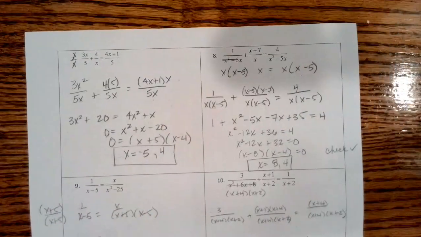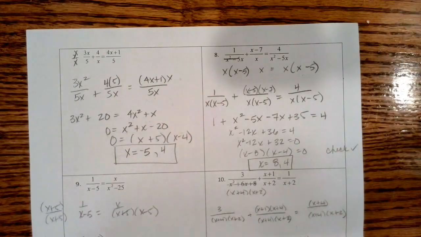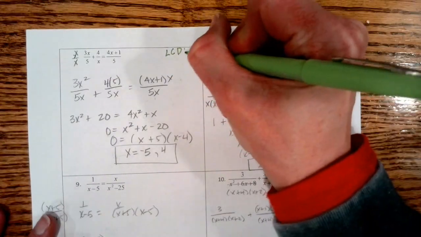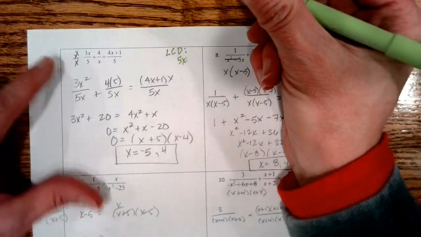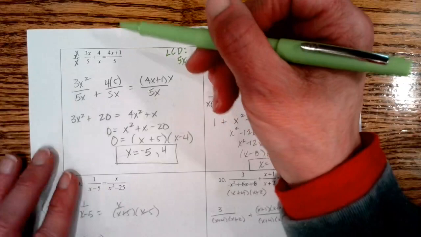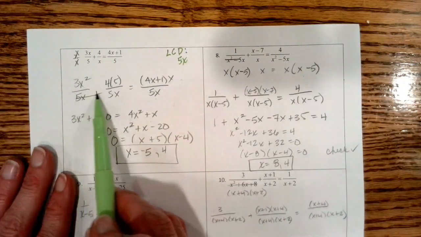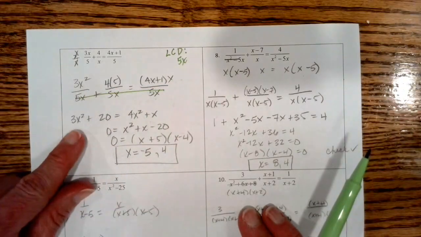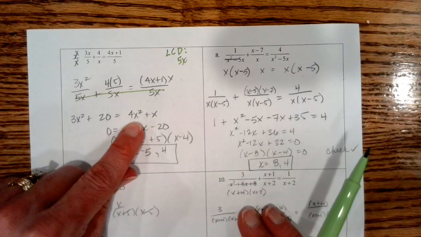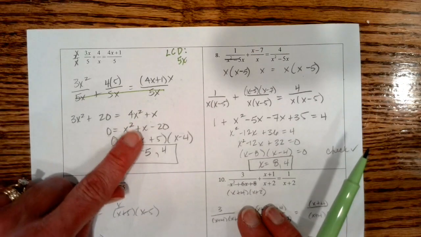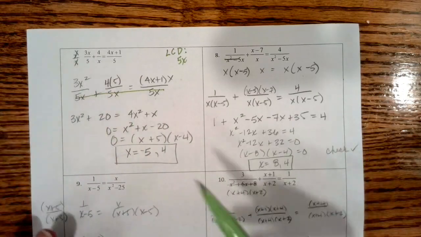All right, ready for the back? Number 7, I needed a least common denominator of a 5 and an x. This guy needed an x. This guy needed a 5. This guy needed an x. Cross off that common denominator and address my numerators only. 3x squared plus 20 is equal to 4x squared plus x. Factor, solve, check, we're good.